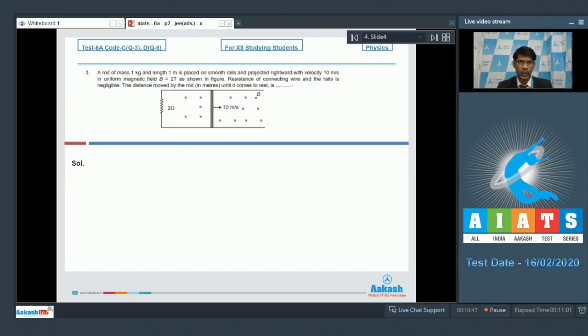What we know here in this situation, once this velocity is provided, there would be some EMF on this rod and the current will be flowing in such a way that this rod will experience a drag force in backward direction. We need to formulate the equation and find what would be the distance that it must be traveling before it comes to rest.